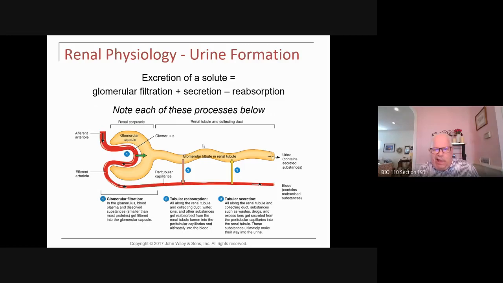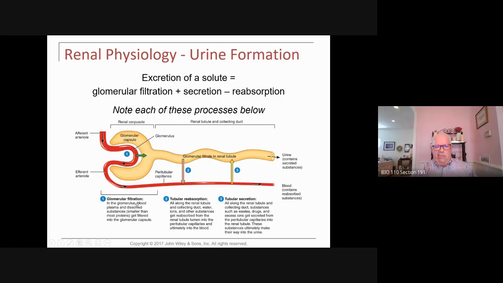How does the kidney know how much urine to keep and how much urine to get rid of? Well, there is a formula: excretion of a solute is equal to filtration in the glomerulus plus secretion minus absorption. Three big words: filtration, secretion, absorption. Here are the definitions.